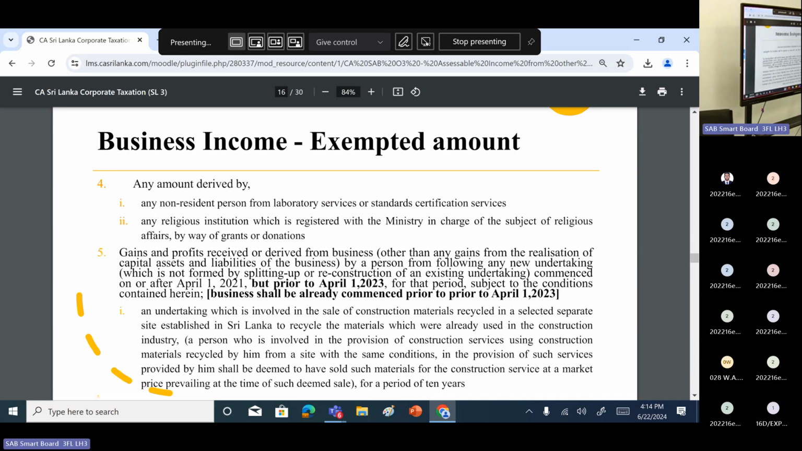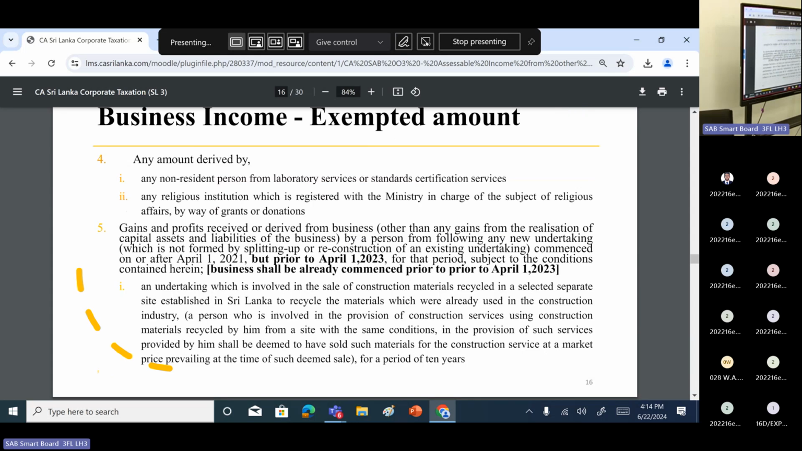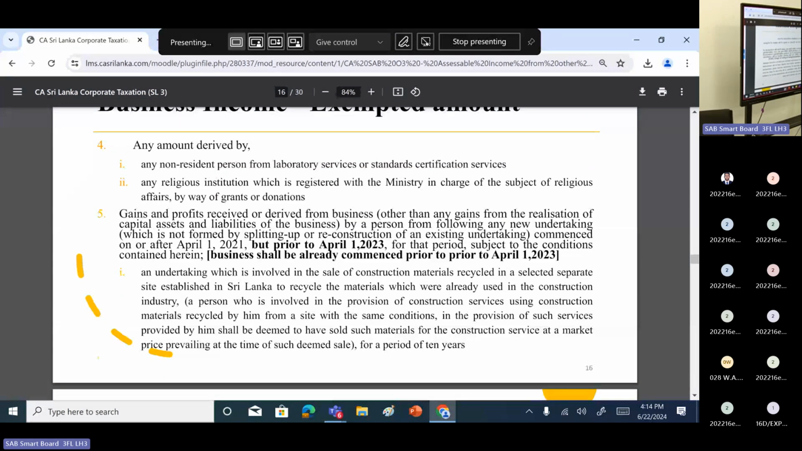Gains and profit received or derived from business, other than gains from the realization of capital assets and liability of the business, by any person from any new undertaking which is not formed by splitting up or reconstruction of an existing undertaking, commenced on or after 1/4/2021 but prior to 1/4/2023. Investment should be made prior to 1/4/2023. Again, they have given tax exemption, subject to the conditions contained herein. The business shall have already commenced prior to 1st April 2023.